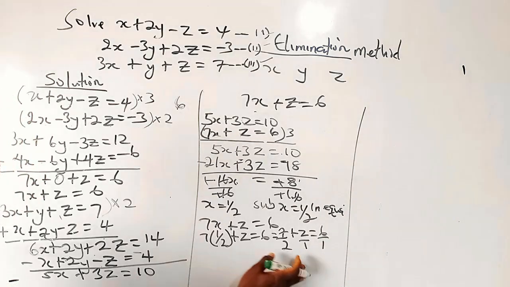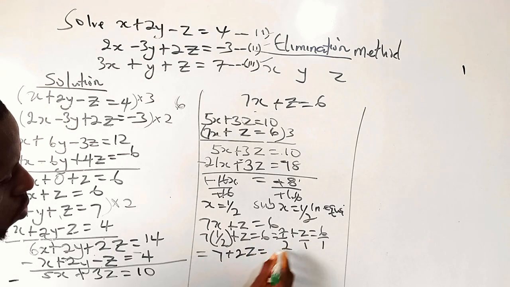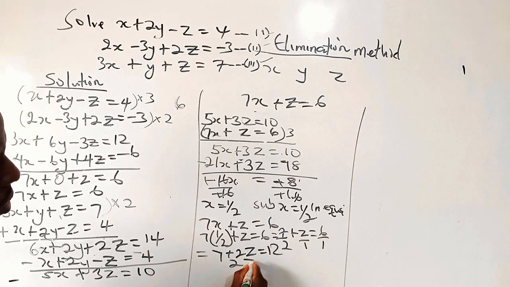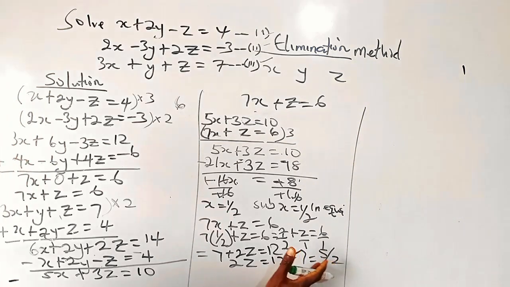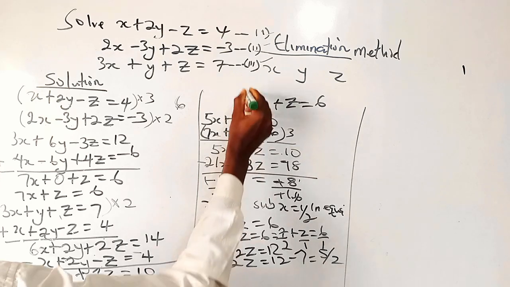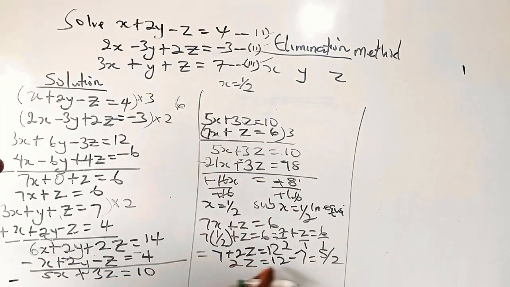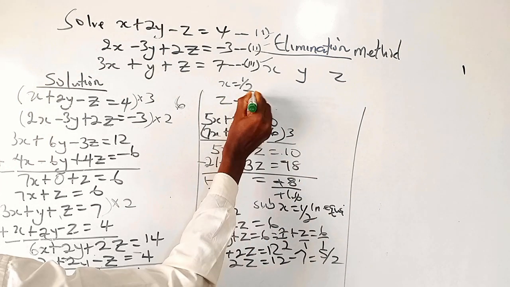So I can easily look for the LCM and resolve this. When I resolve this, I have 7 plus 2z equals 12. So I can easily determine z by collecting like terms. When I collect like terms, I have 2z equals 12 minus 7, which is 5, so z is 5 over 2. So if x is 1 over 2, the value of my z is 5 over 2.